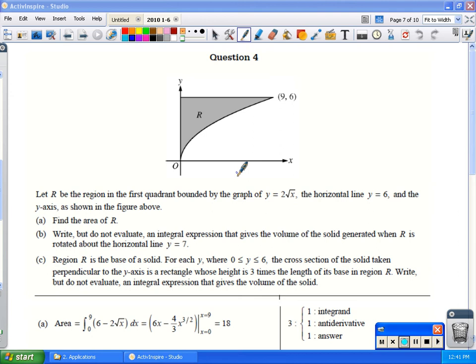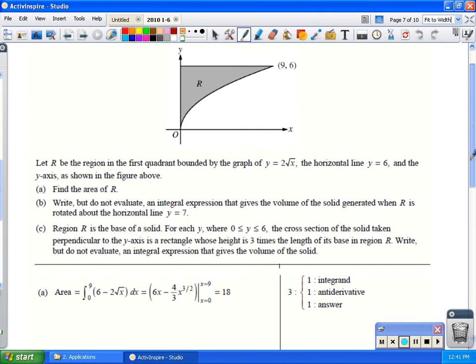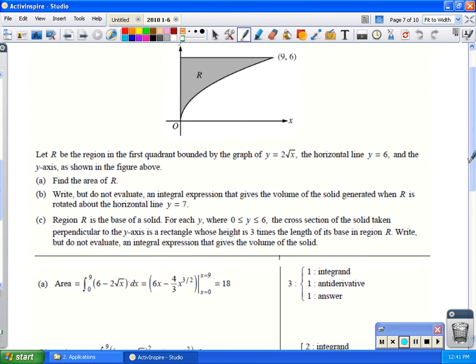Okay, I'm going to finish up the free response 2010 question number 4. This is part 2 of the video. This is an area problem, and they do throw some different things at you on this one. R is the region that is bound, and they give you the graph, and they give you the function, and they give you the horizontal line y equal to 6. Find the area of region R.